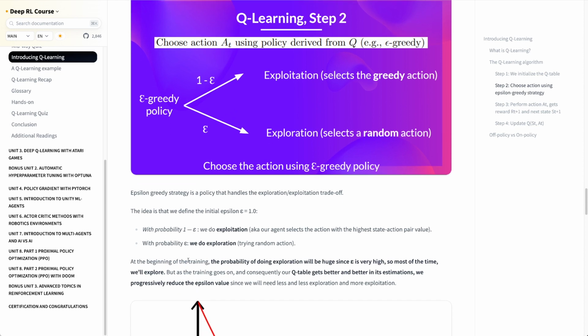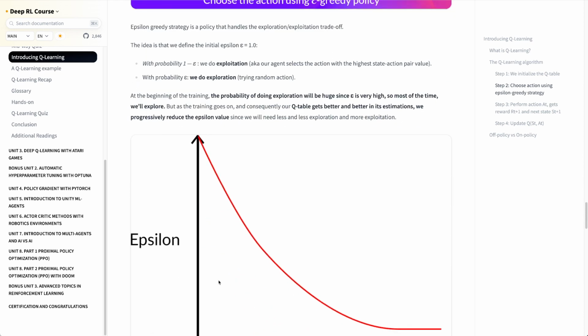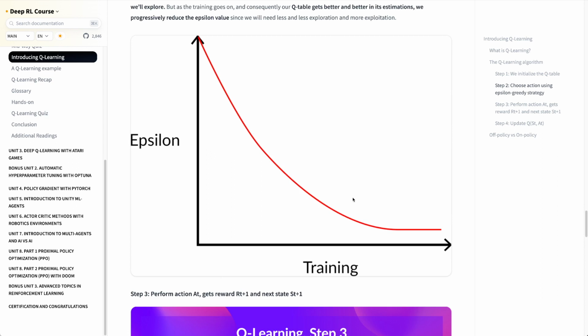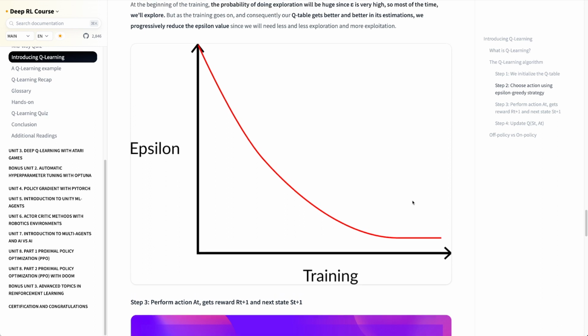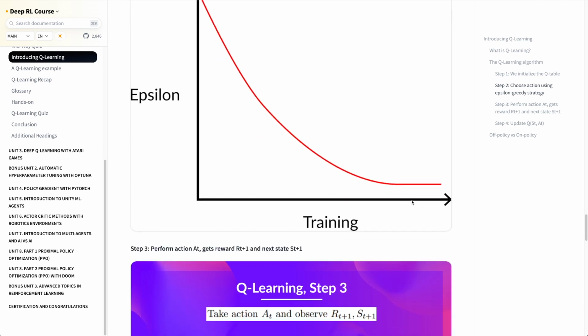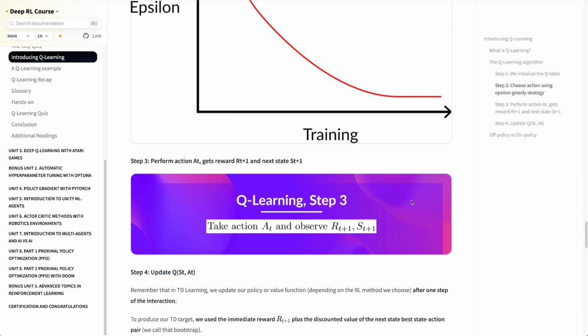At the beginning of the training, the probability of doing exploration will be huge since epsilon is very high, so most of the time we'll explore. But as the training goes on and consequently our Q table gets better in its estimations, we progressively reduce the epsilon value since we will need less and less exploration and more exploitation, right? So how much do you reduce it by? That is going to be a separate issue, but there is this concept that we will reduce exploration, and we'll just continue to reap the rewards of our Q table.